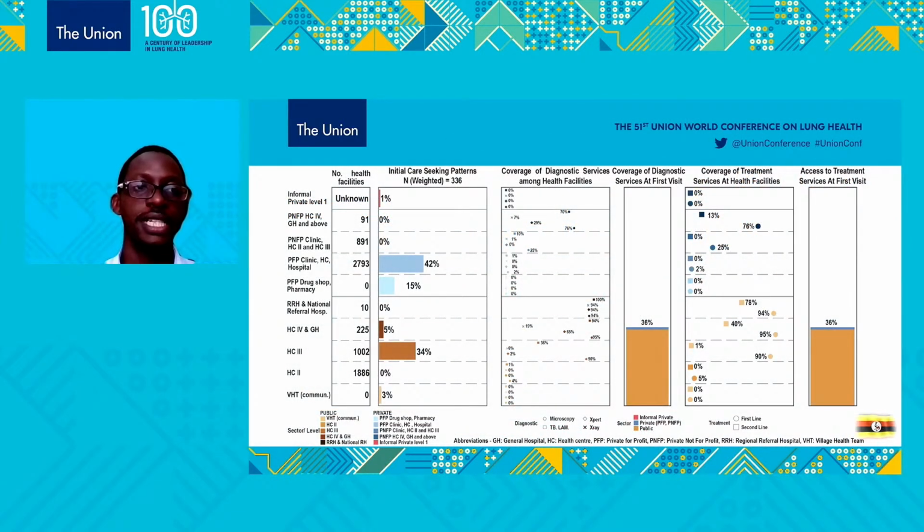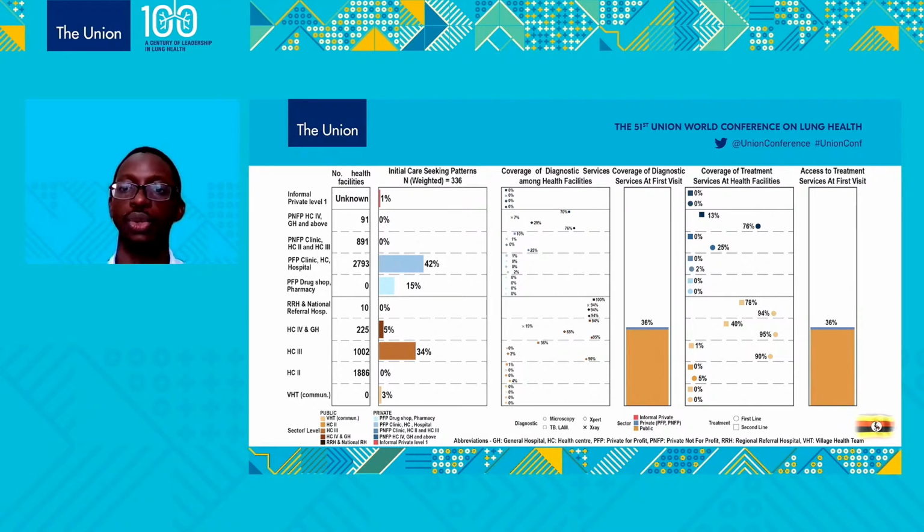This is the graphic display for the patient pathway analysis that looks at facilities by level in the first column, if you like. And then the next column shows the care seeking patterns. The third column shows the coverage of diagnostic services, and then maps that with the coverage of diagnostic services at the initial visit. And the fifth column shows the coverage of treatment services from first line and second line drugs, and then the access to treatment services at the first visit, because that is important.